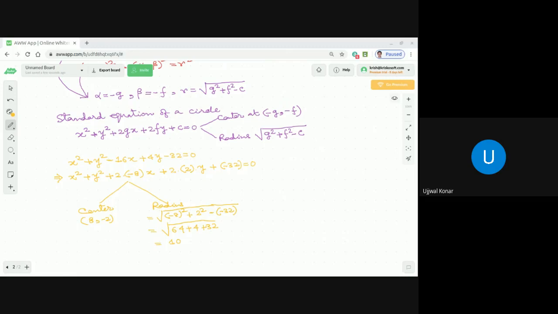Now, there are some important remarks that I'm going to make, because those remarks come from the radius formula. As you see, the radius is square root of g square plus f square minus c. So from here, we are going to make some important remarks, and that is what I'm going to discuss now.